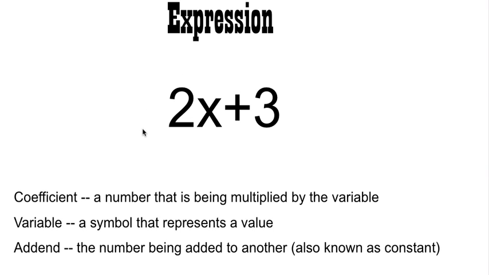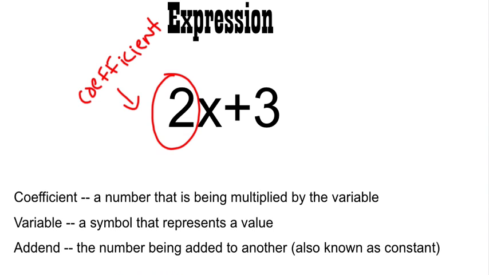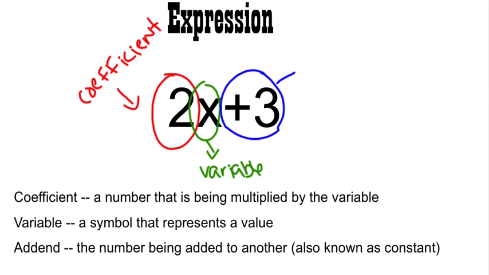2 is being multiplied by the variable, which means it is your coefficient. X is a symbol that represents a value, so it is your variable. And 3, positive 3, is your addend, because it's being added. You will be asked to identify a coefficient, a variable, and an addend frequently throughout your math career, at least in middle school. So make sure that you know this.